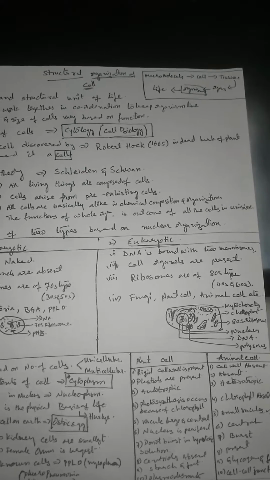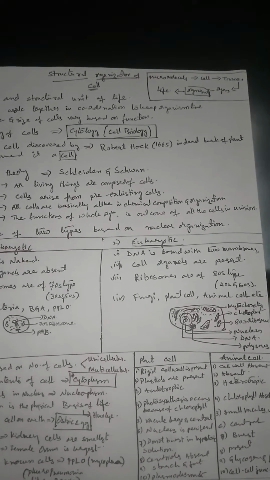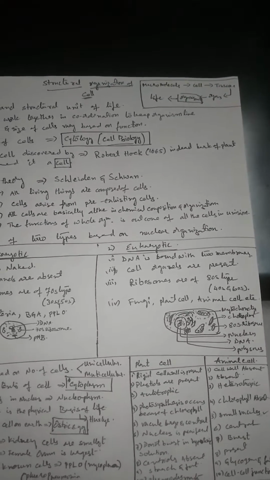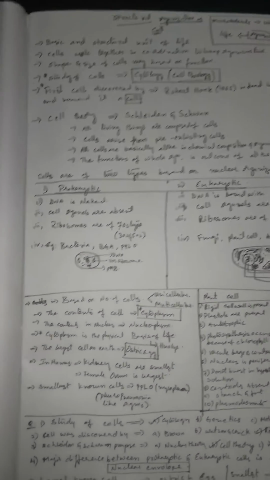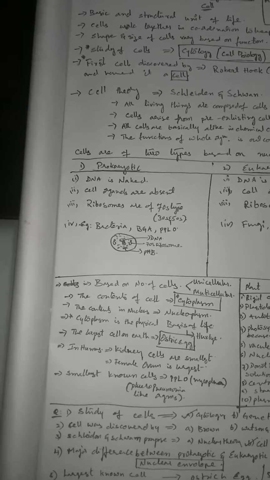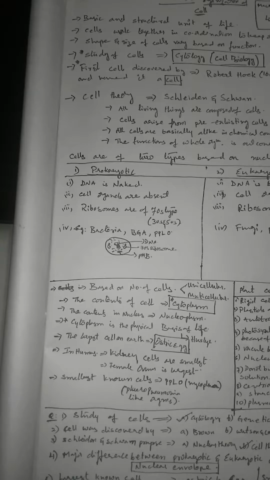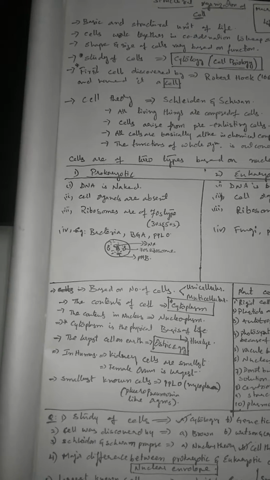In a eukaryotic cell, all the cell organelles are present, like mitochondria, chloroplast, 80S ribosomes, nucleus, DNA, and polysomes. What are they? What are their functions? We'll discuss in our next chapter. Next, based on the number of cells, an organism can be unicellular or multicellular. Generally, bacteria and PPLO are unicellular in nature, and all other microorganisms are multicellular in nature.